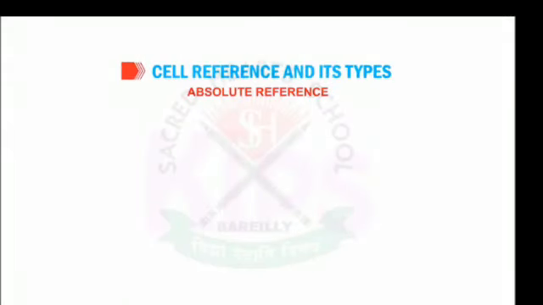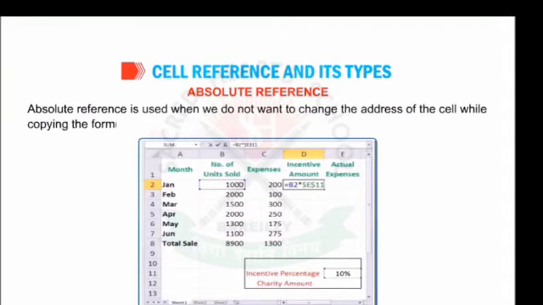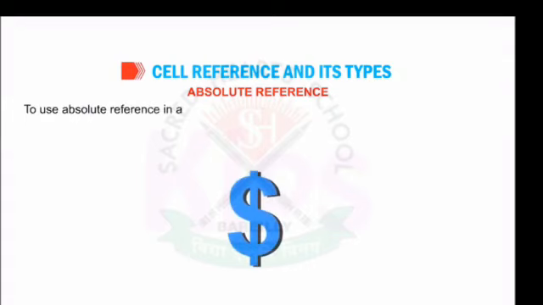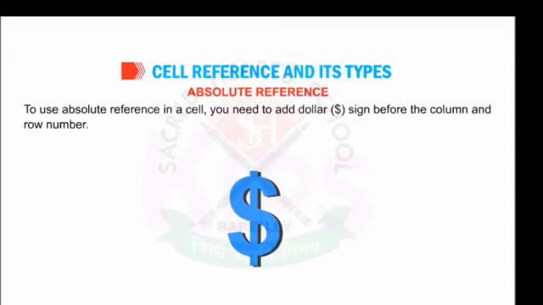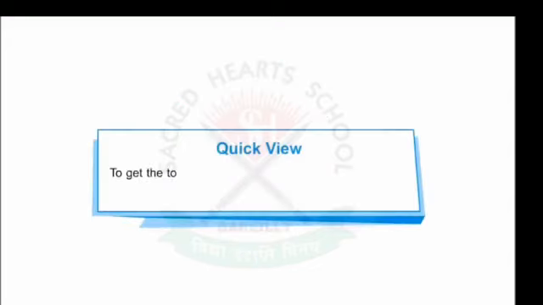Now, the second type of cell reference is absolute reference. Absolute reference is used when we do not want to change the address of the cell while copying the formula to another cell. To use absolute reference in a cell, you need to add $ sign before the column and row number. For example, equal to $A$1 plus $A$2.